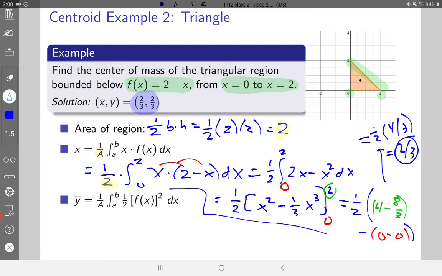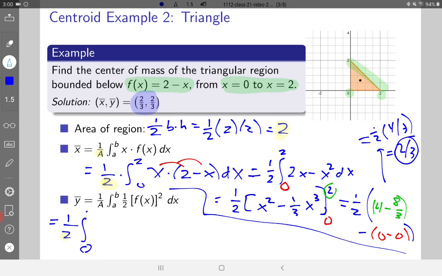Let's apply the y bar formula, the calculation of the y coordinate of the centroid. I still have 1 over the area, which is 2, times an integral. Again, like the last slide I mentioned, I'm still doing this all with respect to x. I'm going to integrate from 0 to 2. That's because it's the left and right boundaries, the x coordinates. I know in this example the y range is also 0 to 2, but that's just a coincidence here. I have 1/2 of the whole function, 2 minus x squared dx.